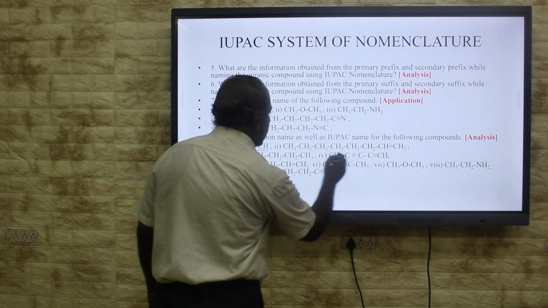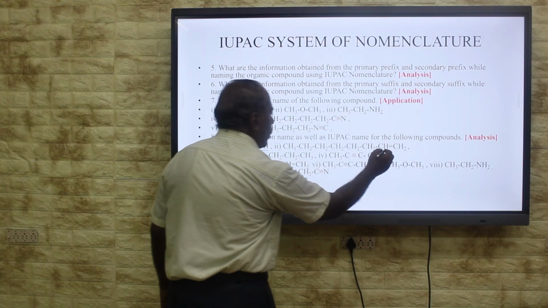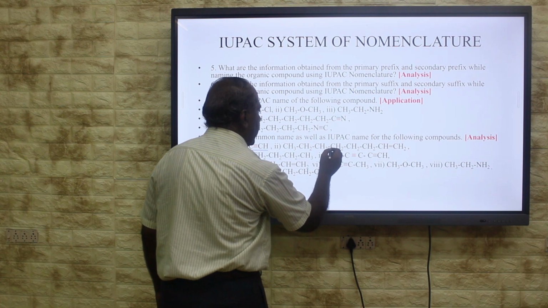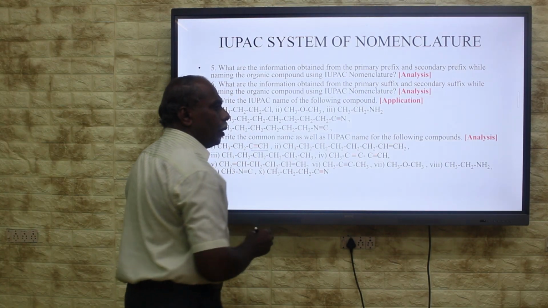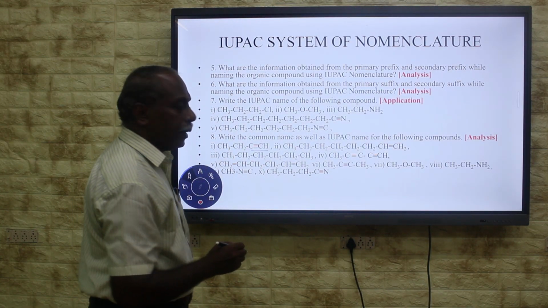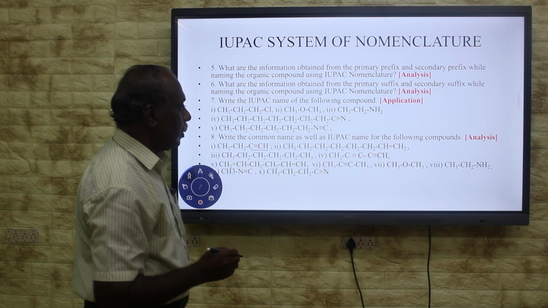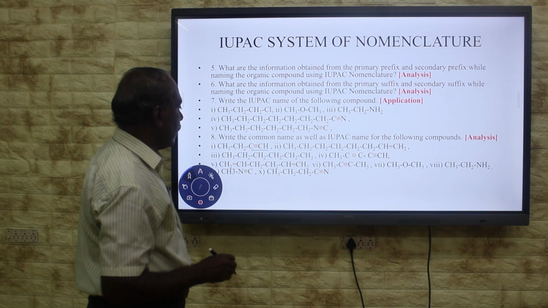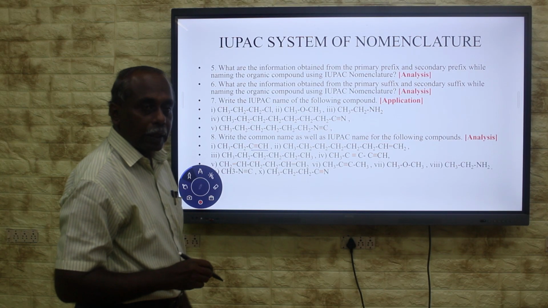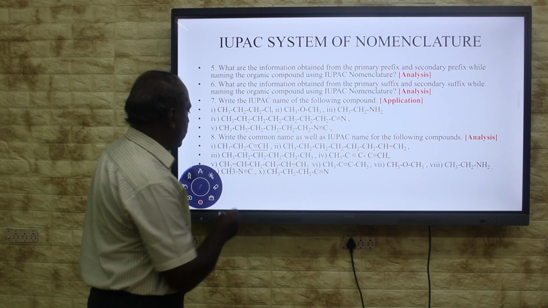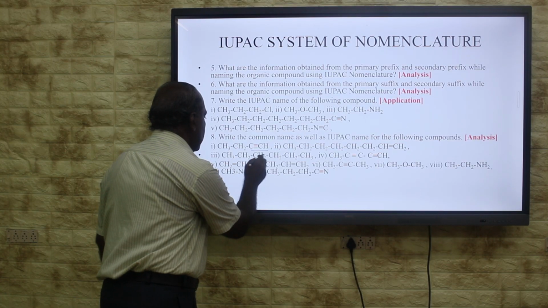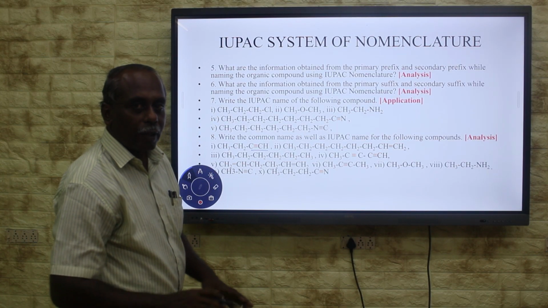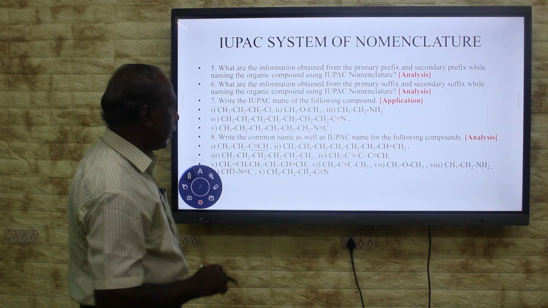Here a double bond will be there; you count the number of carbon atoms: 1, 2, 3, 4, 5, 6, 7, 8. Octylene is the common name of this compound. Then octene is the IUPAC name of this compound. In that way we are giving the common name as well as the IUPAC name to the compound. Here 1, 2, 3, 4, 5, 6: hexane. Here the common name as well as the IUPAC name is the same for this alkane.